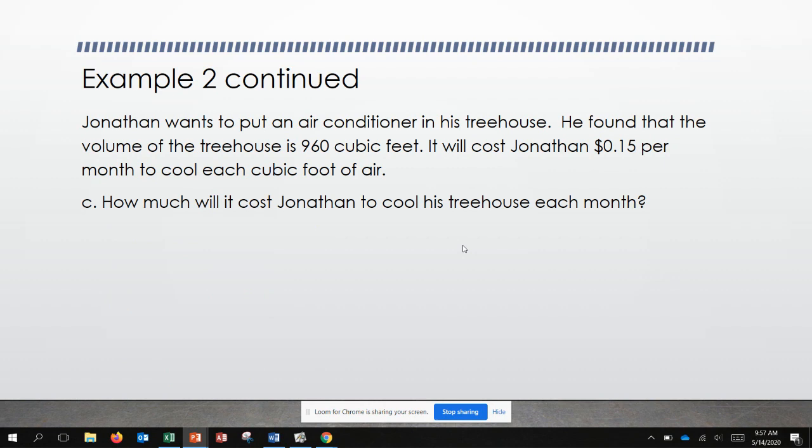Now, Jonathan wants to put an air conditioner in his treehouse. He found that the volume of the treehouse is 960 cubic feet. It will cost Jonathan 15 cents per month to cool each cubic foot of air. Well, how much will it cost Jonathan to cool his treehouse each month? Well, if it's 15 cents per cubic foot, all we need to do is take our total amount of cubic feet and multiply it by the cost per cubic foot, or that 960 times 0.15, which is $144 per month.